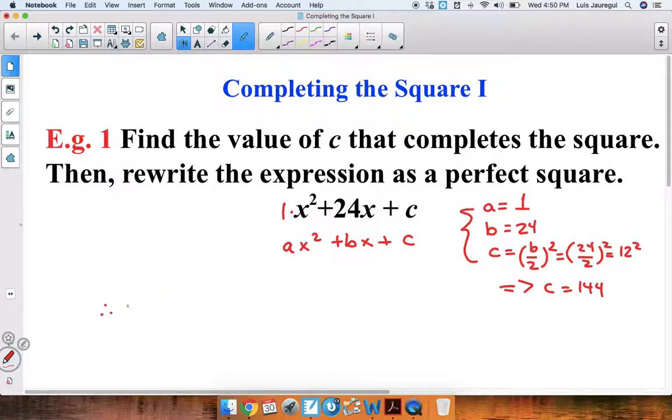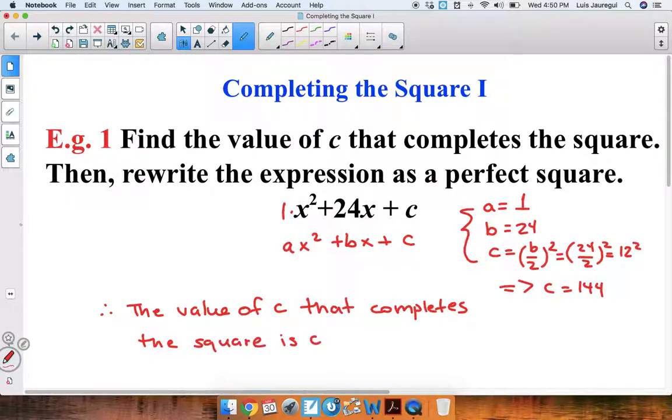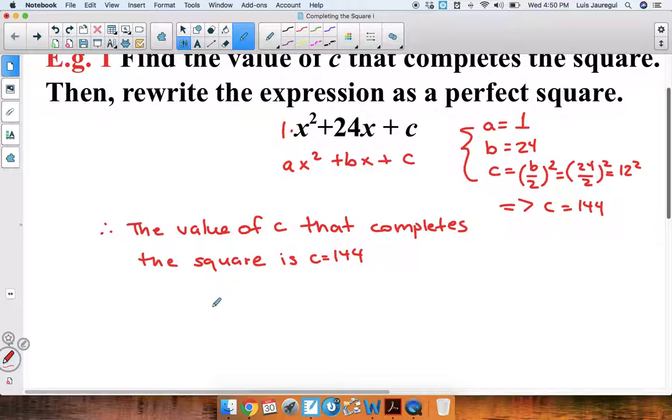So we can say, therefore, the value of c that completes the square is equal to 144. Now, since we already have that c is equal to 144, we can complete this particular expression. So we can say that we have x squared plus 24x plus 144. And we want to rewrite this as a perfect square because we just completed the square.